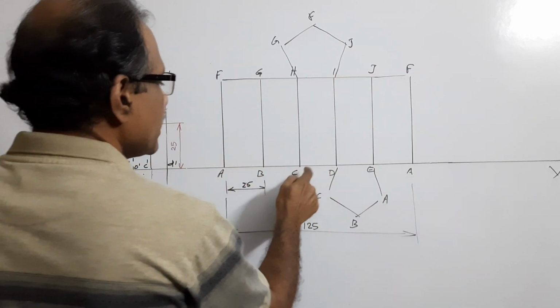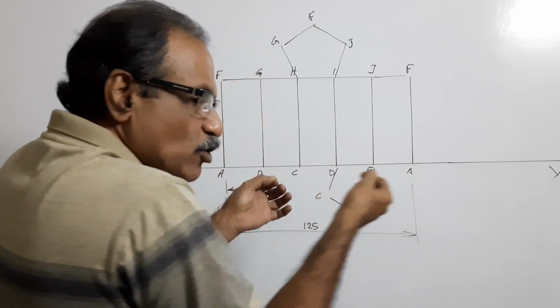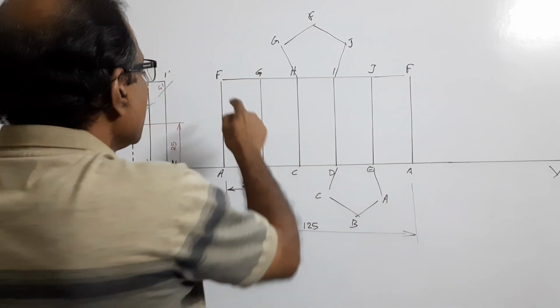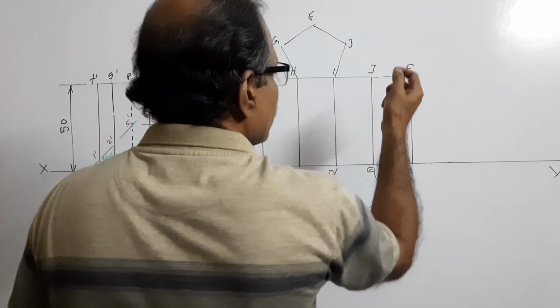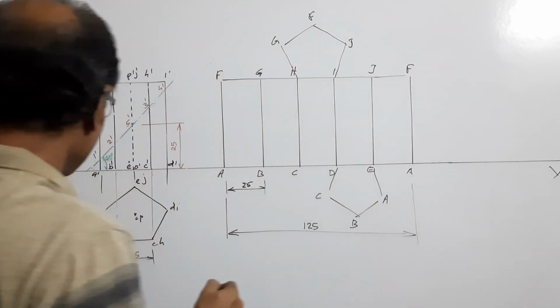A, B, C, D, E, A. A and A together will form the A on the solid. Okay. F, G, H, I, J, F. F and F will form the corner F on the solid.